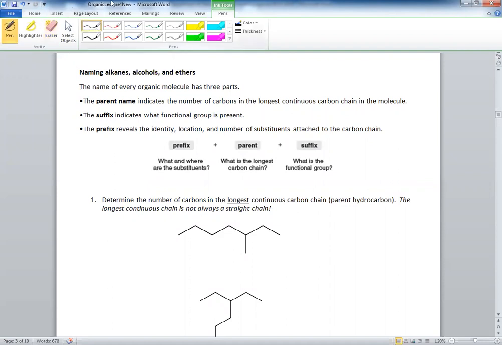Nevertheless, this is very systematic. This is set, by the way, by the IUPAC. The IUPAC stands for the International Union of Pure and Applied Chemistry. And this is like the highest authority on chemistry, including, of course, organic chemistry standards and naming. So let's start right away.